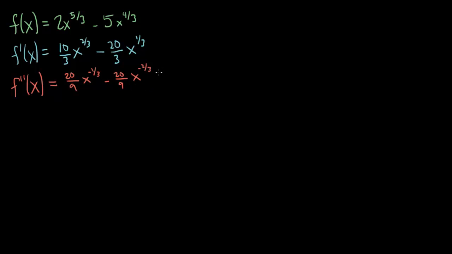Let's simplify both of these derivatives because we're going to have to set them equal to 0 and solve anyway. If we factor this, we could certainly factor out a 20 over 9 for sure. And I think we can actually also factor out an x to the negative 1/3.